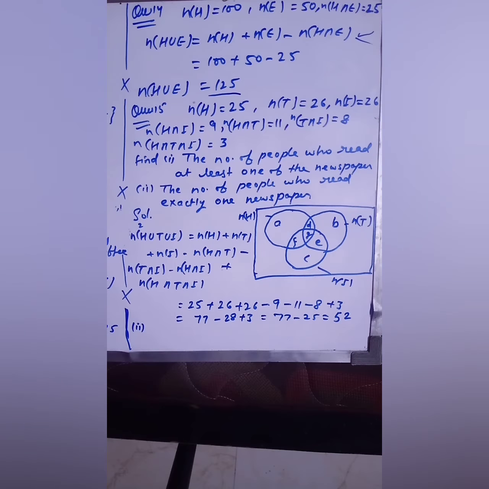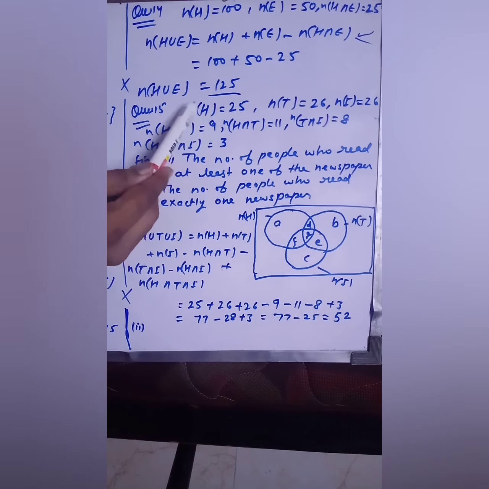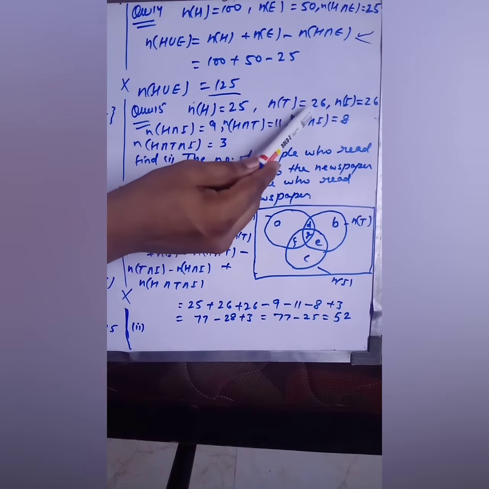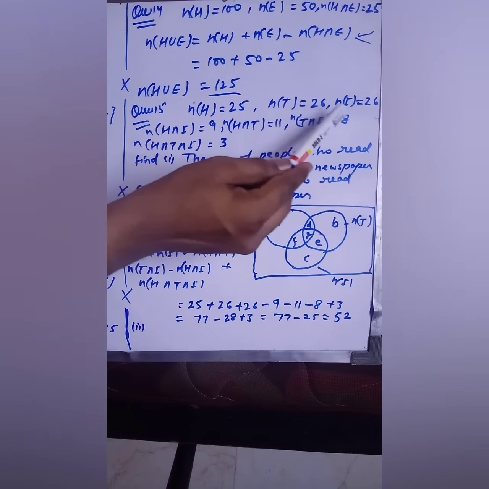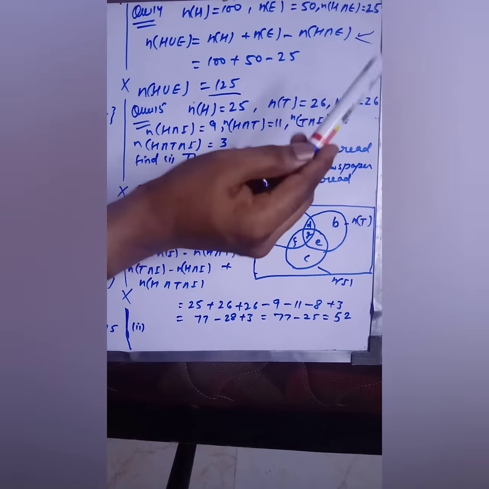So this was your question number 14. Now question number 15. This is also an important question. See, in question number 15, in a survey of 60 people, the total number of people surveyed was 60. It was found that 25 can read newspaper H, 26 can read newspaper T, and 26 can read newspaper I.